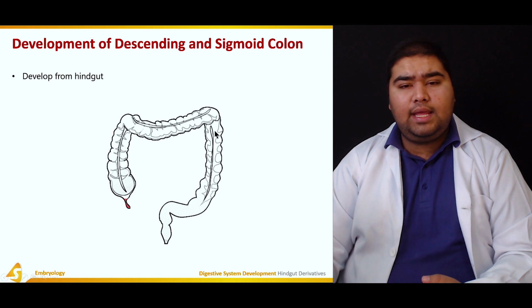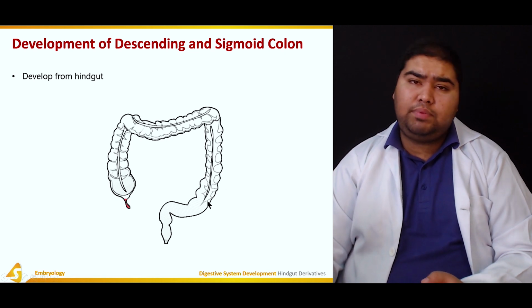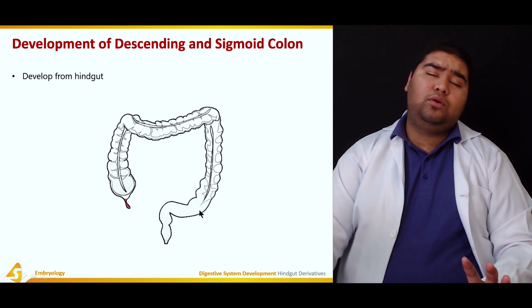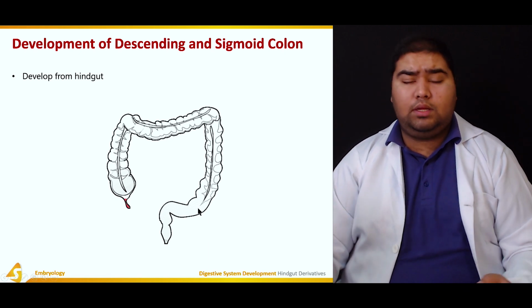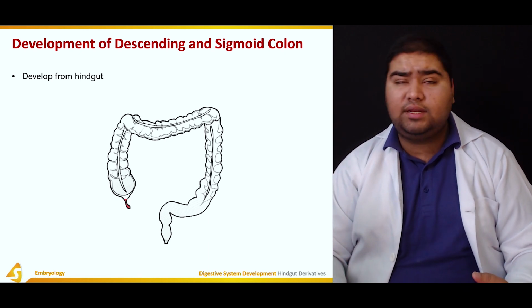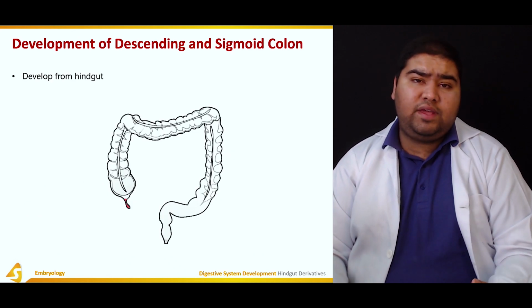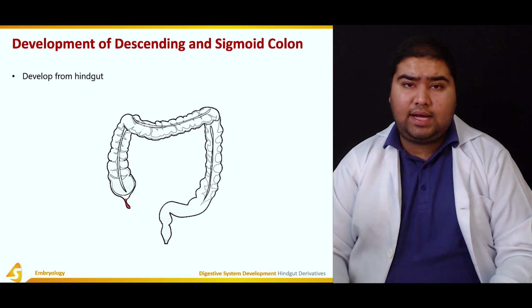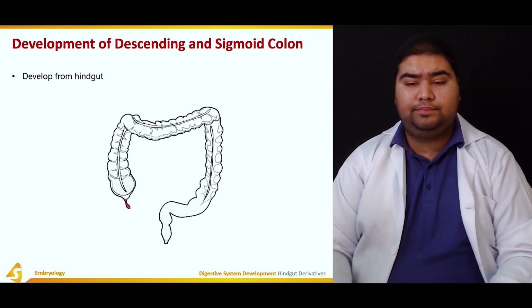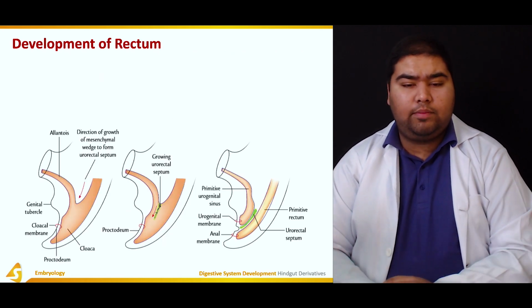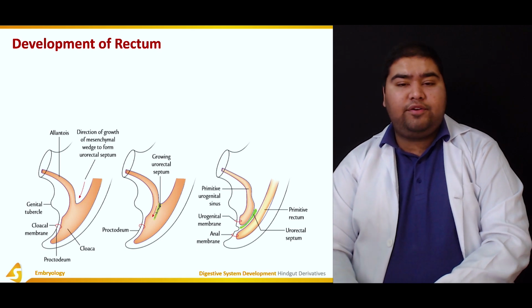So the descending and the sigmoid colon, they are simply derived from the hindgut. There are no contributions from the midgut whatsoever. They are supplied by the inferior mesenteric artery, which is the artery of the hindgut. So now we'll talk about the development of rectum.